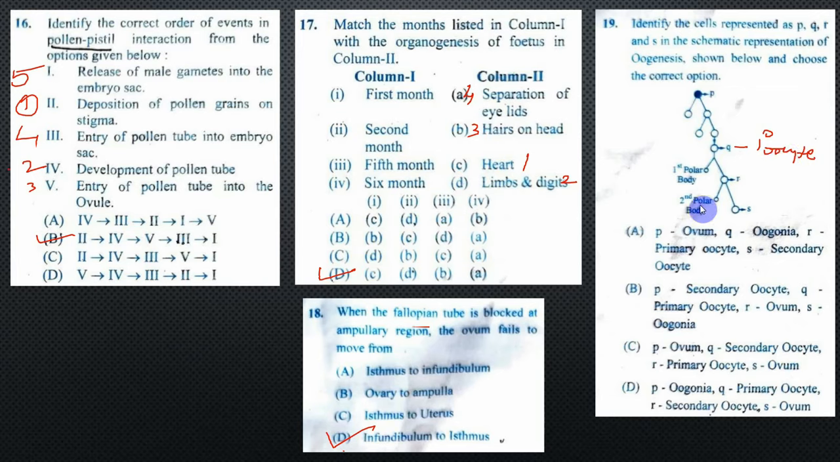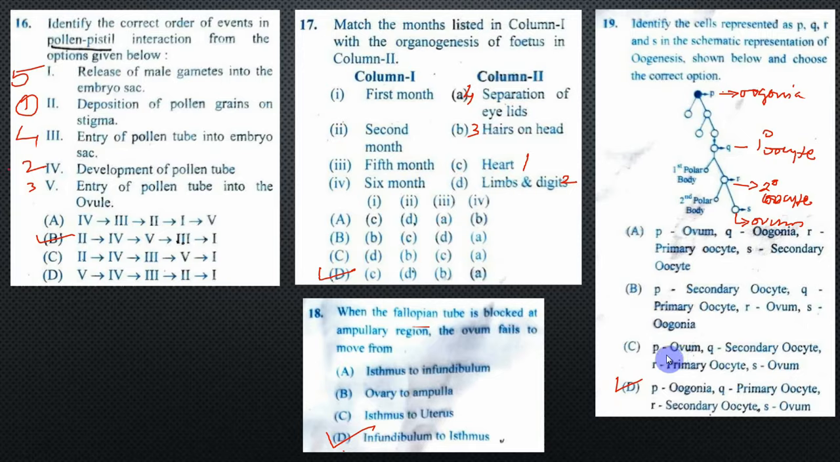And you can see that the second polar body is coming from the secondary oocyte. Obviously this should be secondary oocyte, right? And yes, here it is coming from the R, that is the secondary oocyte, which means that it should be ovum or the egg. P is the oogonia. So based upon this, according to the order of arrangement, if you look into all the options, D is the right one.